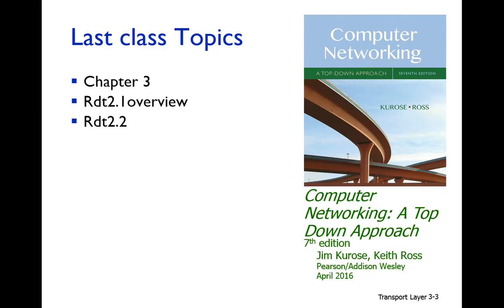In the last class, if you do remember, we had discussed chapter number 3, the RDT 2.1 protocol and its overview, and then we discussed the RDT 2.2 protocol. It was negative acknowledgement free, and then we discussed RDT 3.0 and its pipeline protocol.